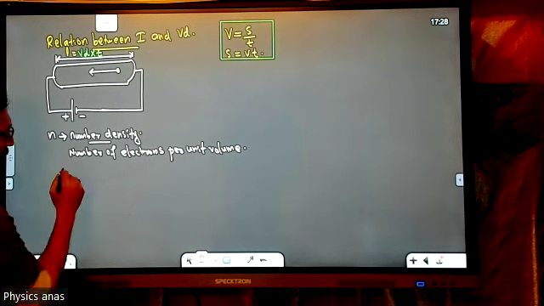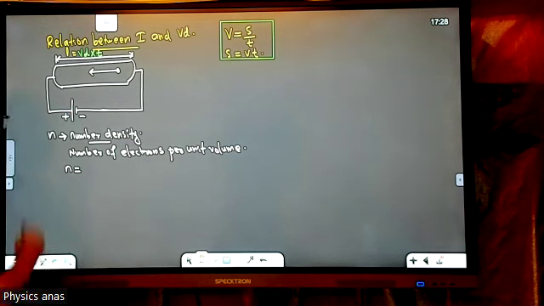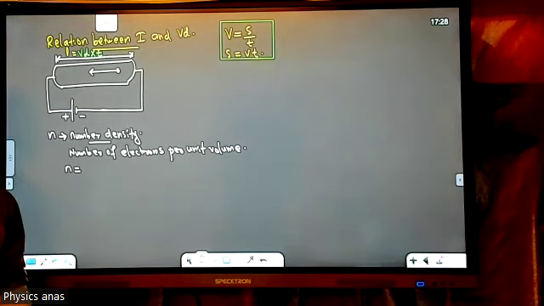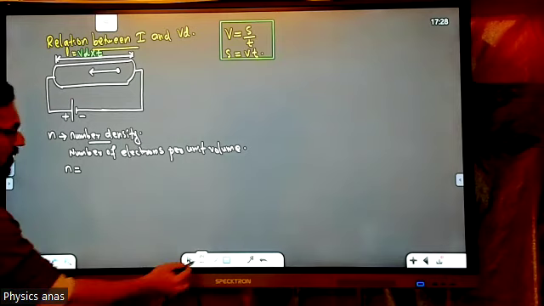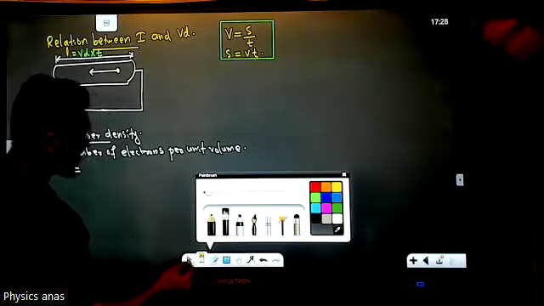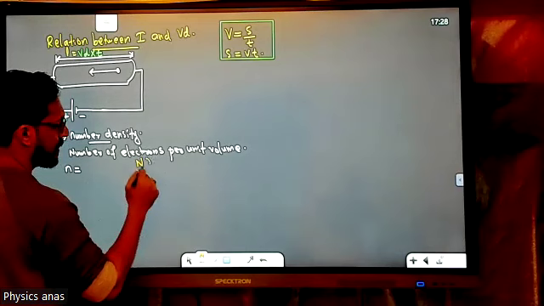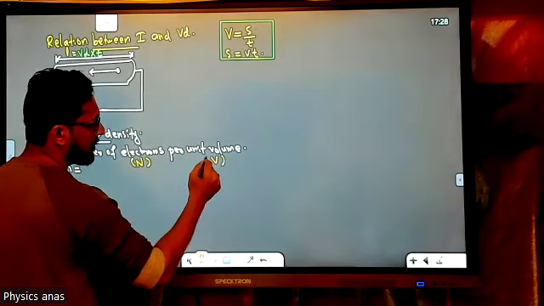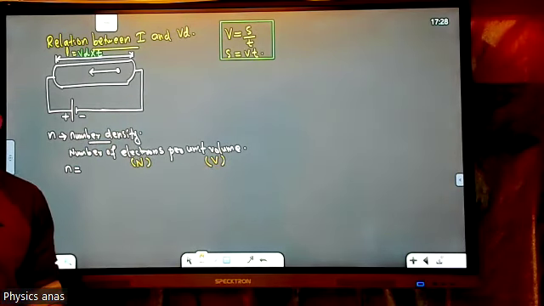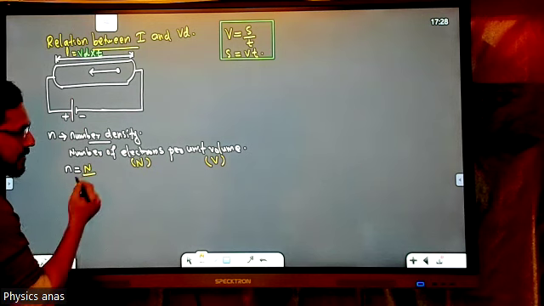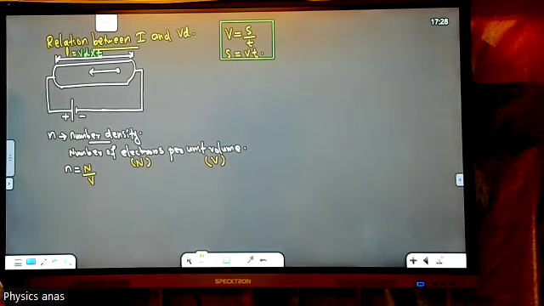What will be the equation for n? Number of electrons per unit volume. You can call the number of electrons N. Then what will be the equation? Number of electrons per unit volume. How will that equation be? That equation will be N divided by V.